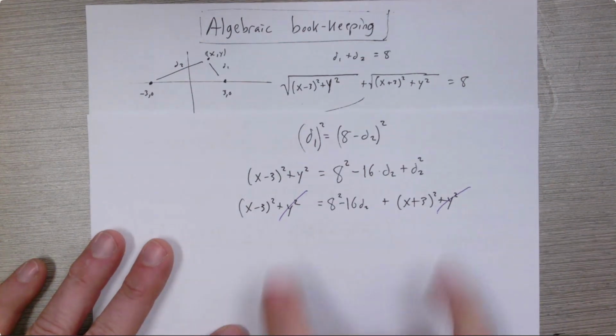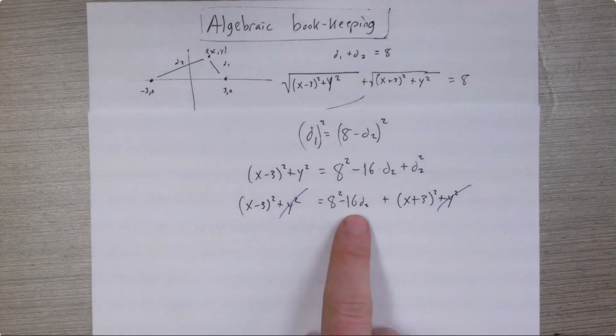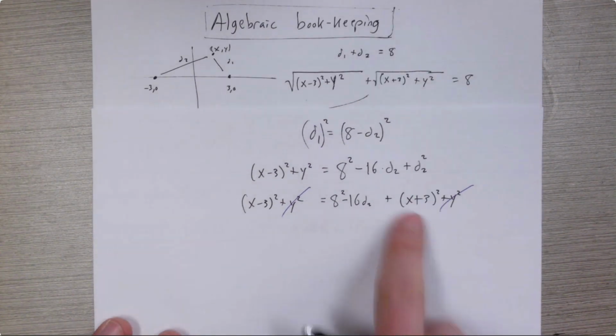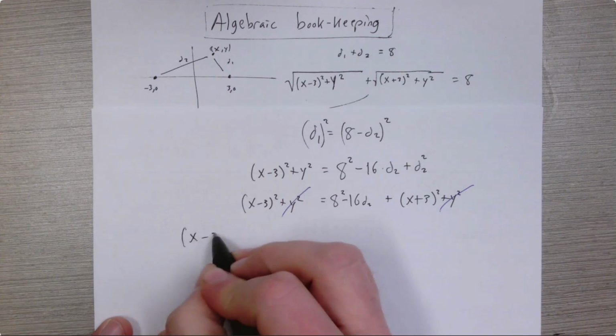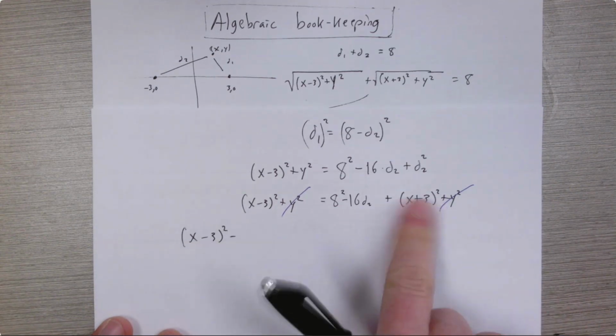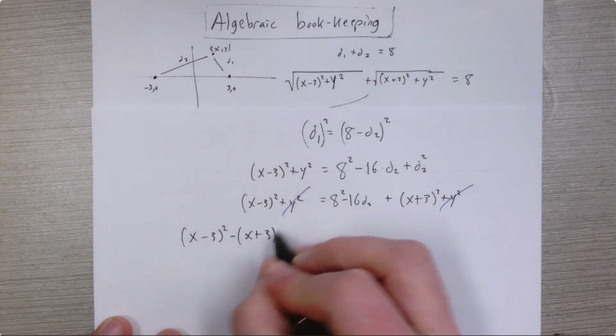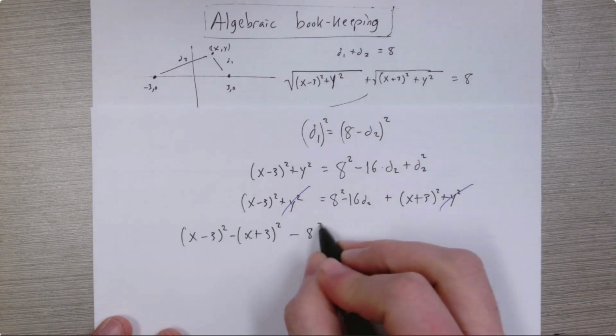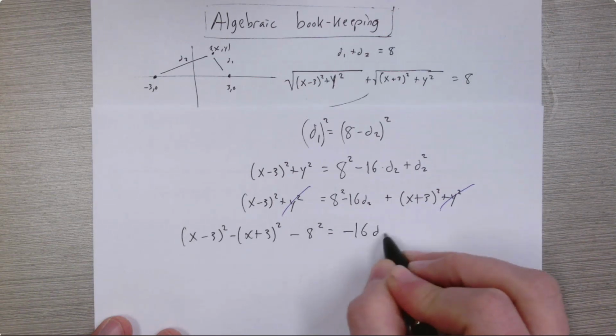subtract out the y squared from both sides, and let's isolate d2 the same way we were trying to do before. So I'm going to subtract this x plus 3. So I've got x minus 3 squared, and I'm going to subtract x plus 3 squared, and I'll subtract the 8 squared as well. Then I'll have negative 16d2.